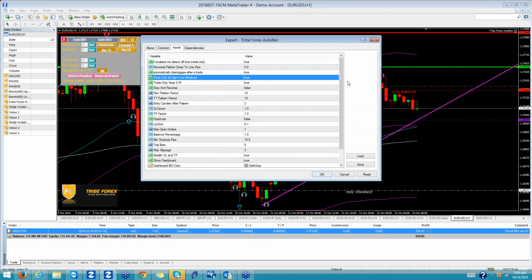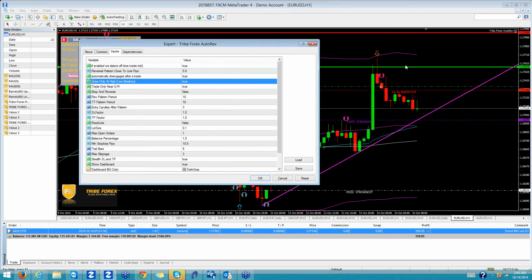Enter only at high-low breakout. Now, this is another one of those things that I talked to you about. Not only are we looking for this reversal candle to have formed and for a pod to be present, but we have to have a break of the low in the direction of our bias, in the direction of that sell candle for us to get into that sell or get into that buy.